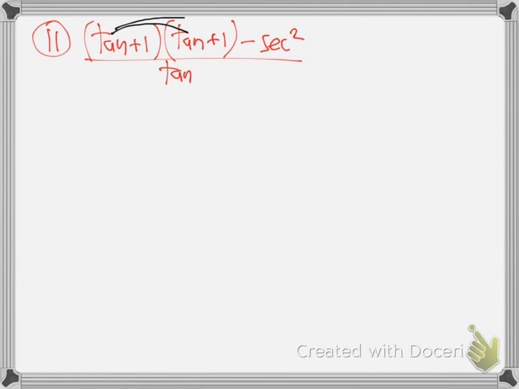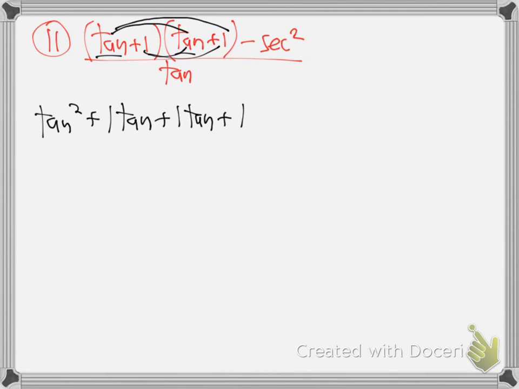So tangent times tangent is tan squared, plus 1 times tangent is 1 tan, plus 1 tangent, and 1 times 1 is 1. Minus secant squared all over tangent. Good so far?